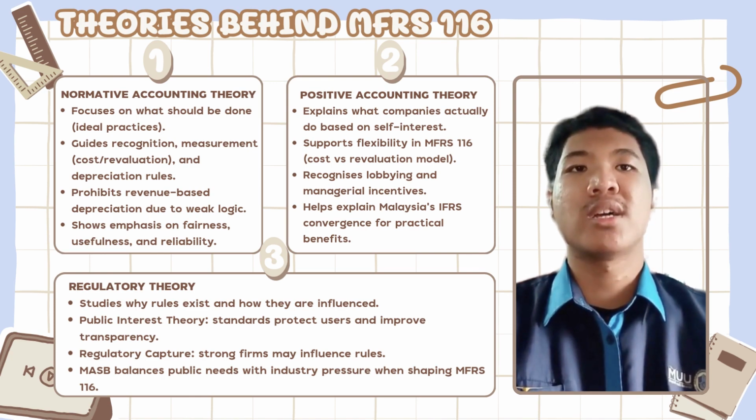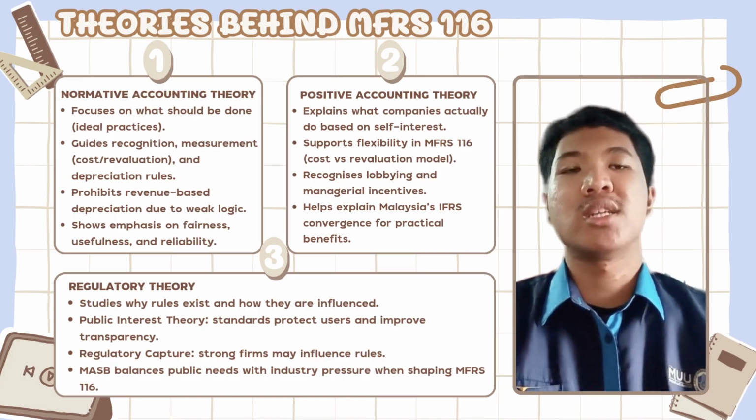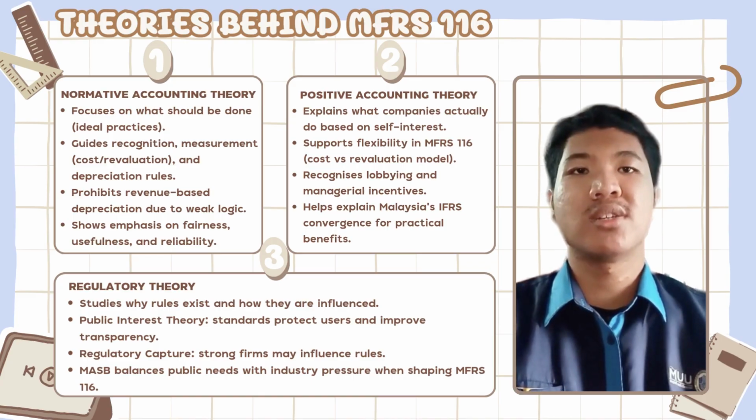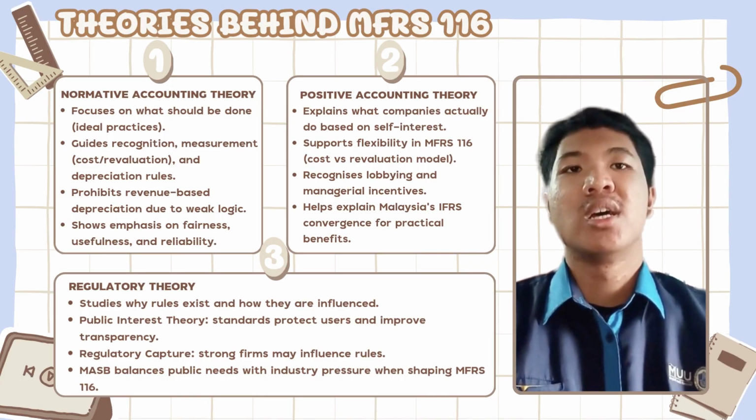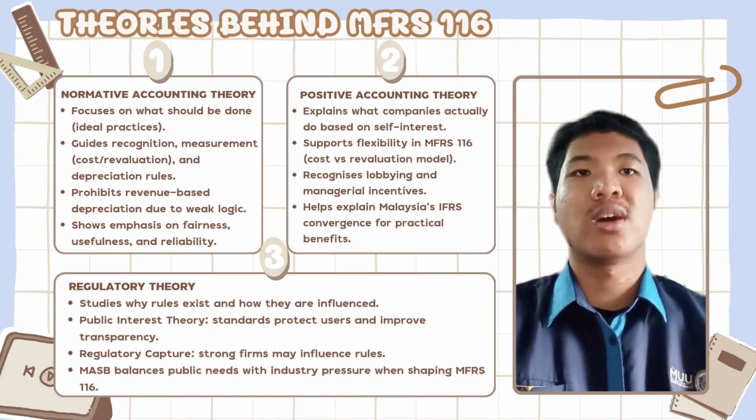However, the second branch, regulatory capture theory, argues that regulators may sometimes be influenced by powerful companies or industry. This can affect the timing of implementation or the level of flexibility allowed in the rule. The ability to choose between measurement models in MFRS 116 can be seen as a result of balancing public interest with industry pressures. Through consultation, MASB needs to satisfy the public while also considering the concerns of preparers and auditors.